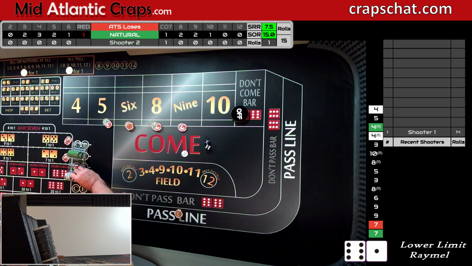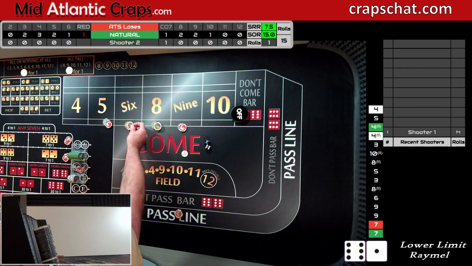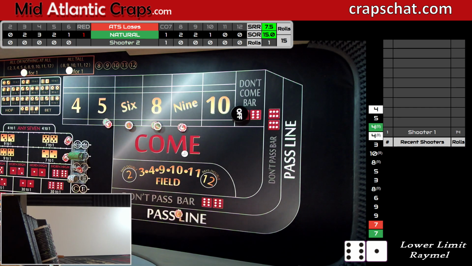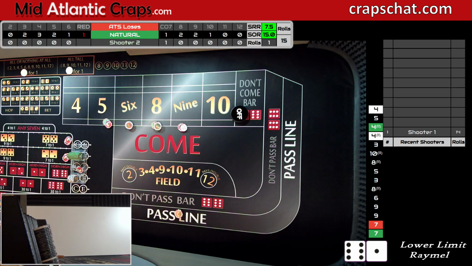This is the part I struggle with, because in the true RAYMEL at the $1,500 level, the rocky road, you can sustain a lot. You can really sustain a lot. All right, so that's a come out 7. We're still on shooter 2. We're set back up. So you can see, guys, we won some decent money on the hard ways. If we hadn't won that, where would our bankroll be?